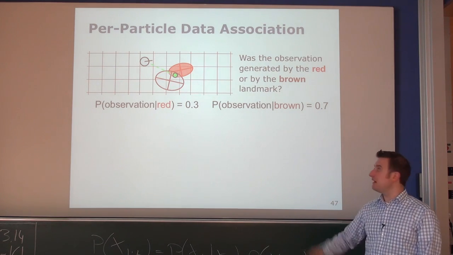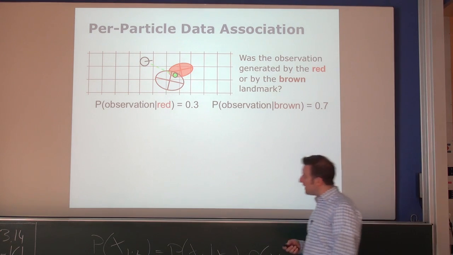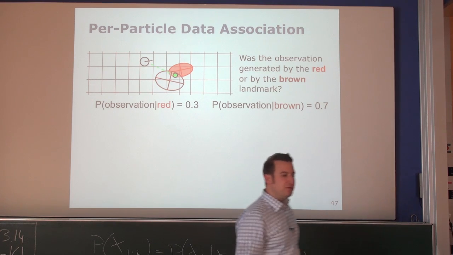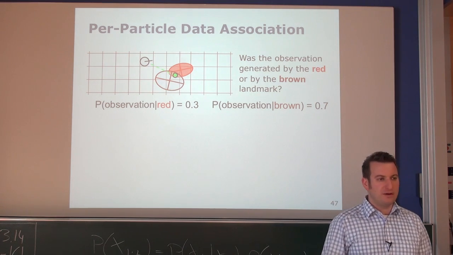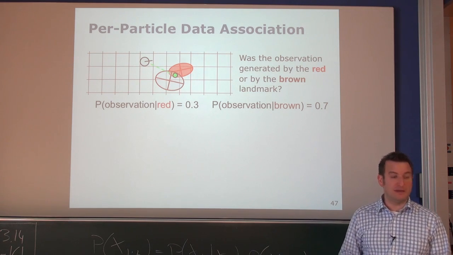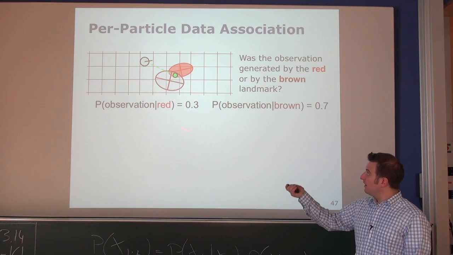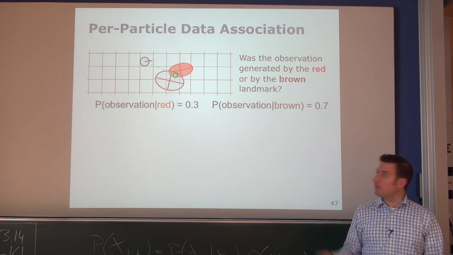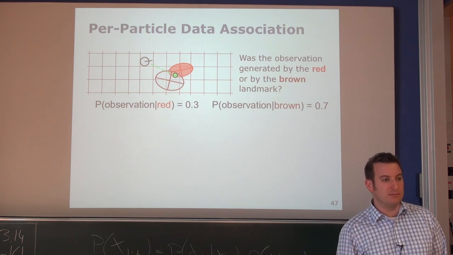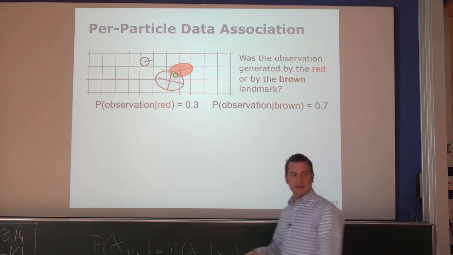These are two landmarks in my map, and that's the observation that the robot gets. And the red or the brown landmark. What I can do now is compute the Mahalanobis distance of the expected observation with respect to those two landmarks. This may result in the case that, okay, with probability 0.3 it's the red one, with probability 0.7 it's the brown one. What should I do? The standard approach is to just take the most likely one.